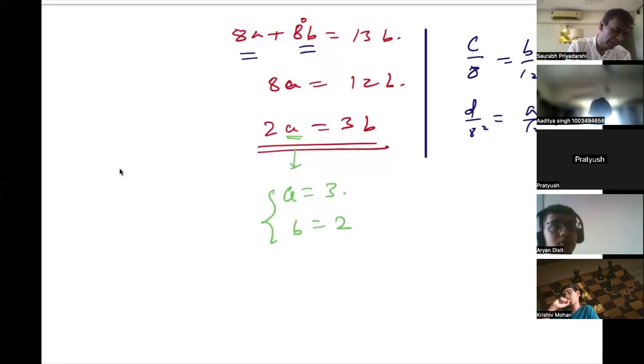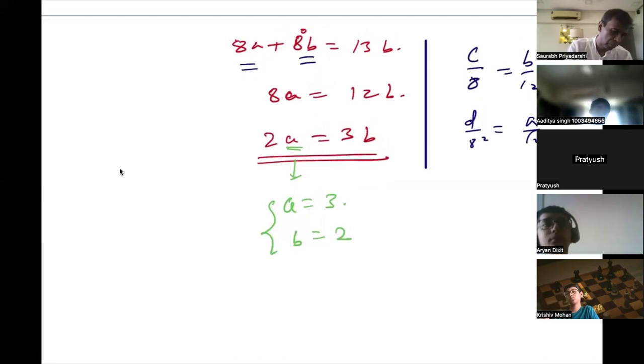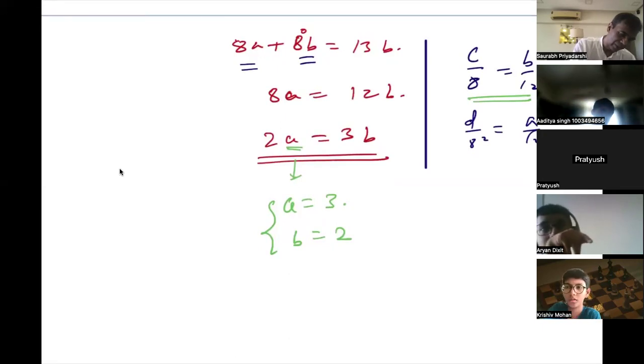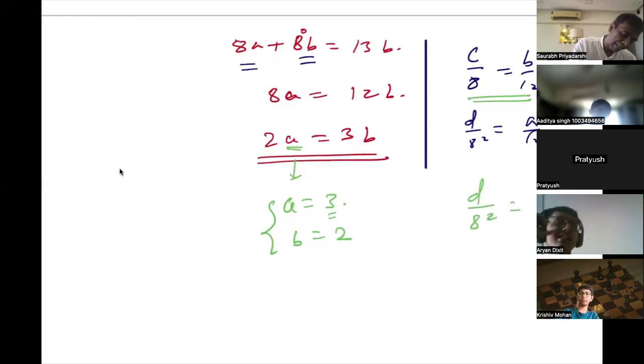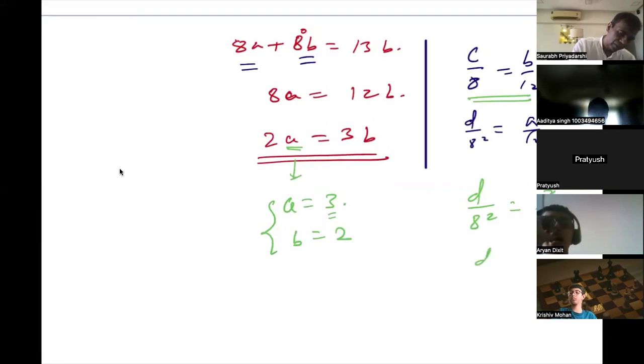If A is equal to 3, B is equal to 2. From this I can see C and D, and we have to take care of this. Am I getting this or not? If I'm taking A is equal to 3, then D by 8 square is equal to 3 by 12, that's 1 by 4. So D is equal to 8 square.